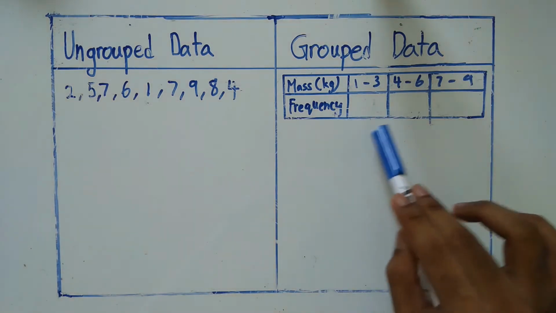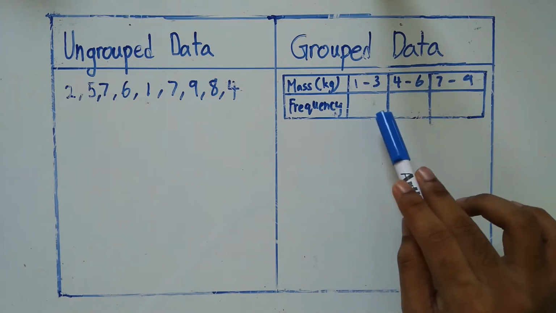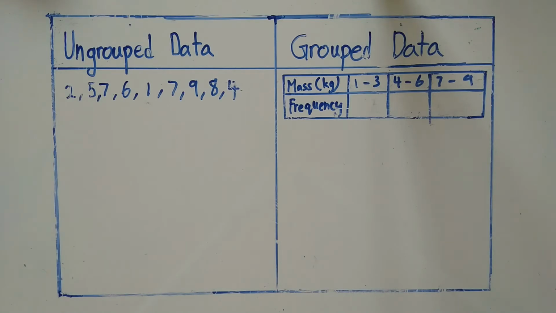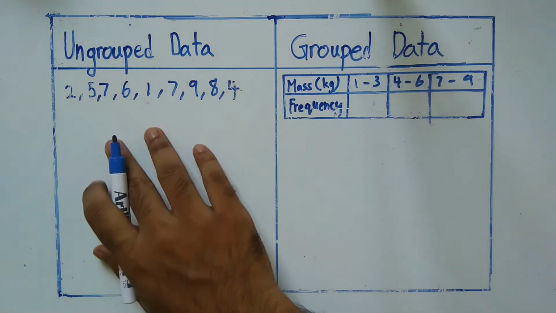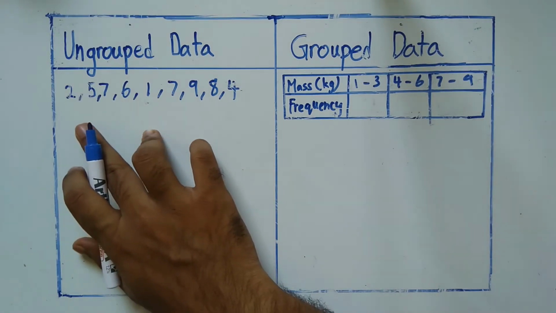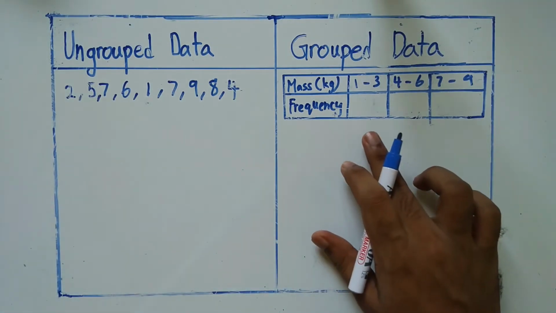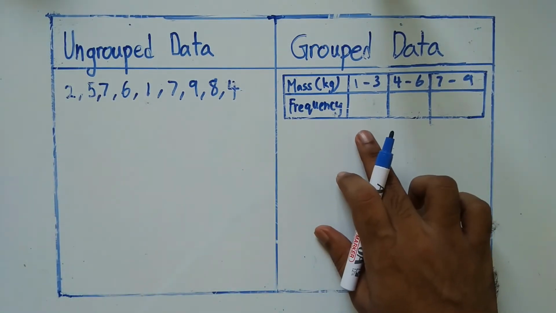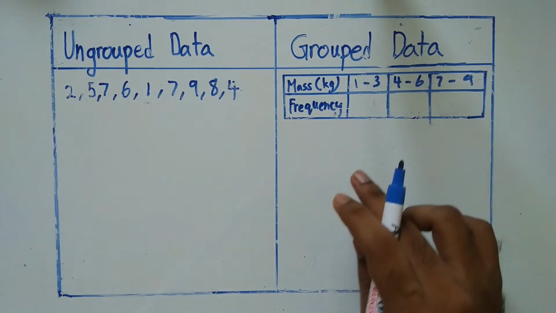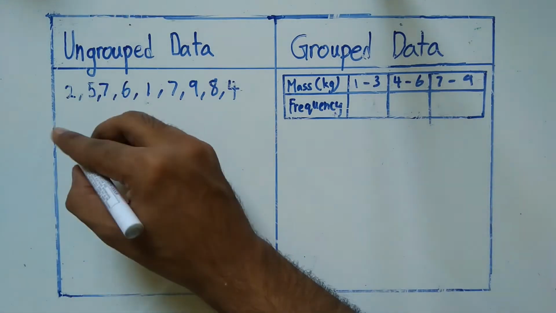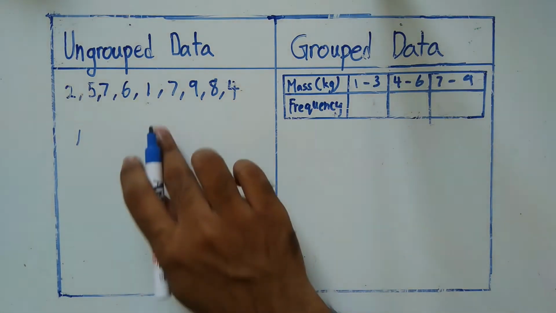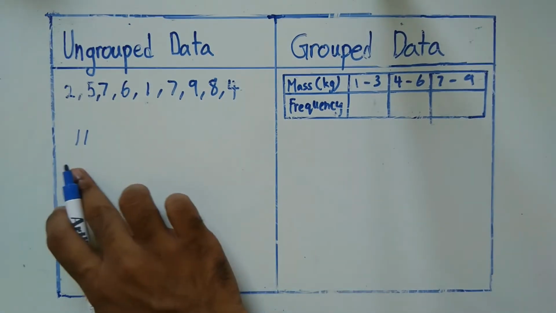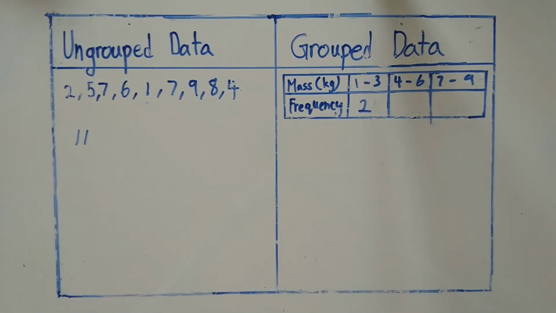To use the frequency table, we can use the ungrouped data and sort it into grouped data. Let's take, for example, we fill the frequencies according to each class. Let's take class 1 for example, which is 1 to 3. We have 2, which belongs to this class. We have 1. And that's about it. We have 2 data points.